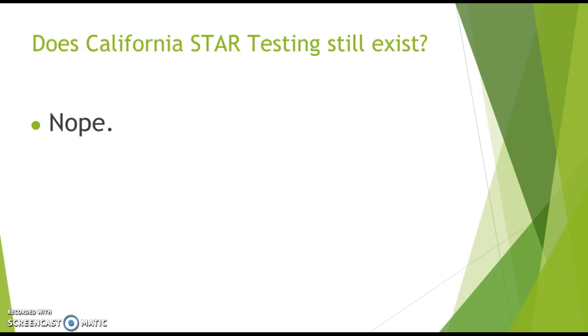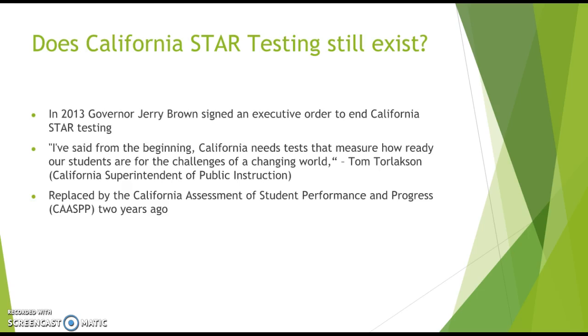Does California STAR testing still exist? No. In 2013, Governor Jerry Brown of California signed an executive order to end STAR testing. He and the Superintendent of Public Instruction, Tom Torlakson, were the lead drivers of this decision. Torlakson said, "I've said from the beginning, California needs tests that measure how ready our students are for the challenges of a changing world." STAR testing went out and the CASP came in, California Assessment of Student Performance and Progress.